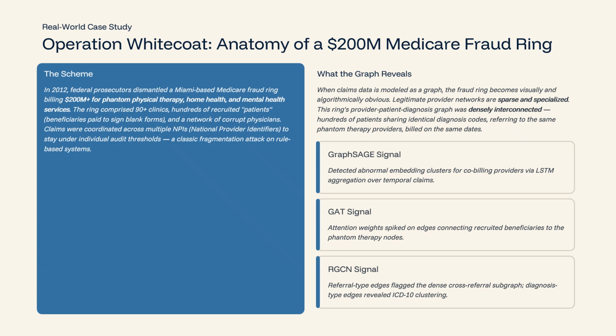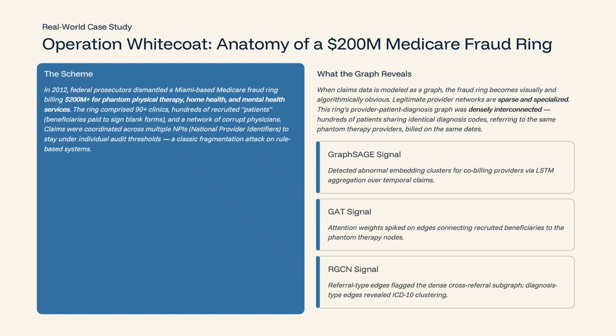When you model this ring as a graph, the structure becomes algorithmically obvious. Dense interconnections between provider nodes, hundreds of patients sharing identical ICD-10 codes, all billed on the same dates, referring to the same phantom therapy providers. Now watch how each architecture sees it differently.